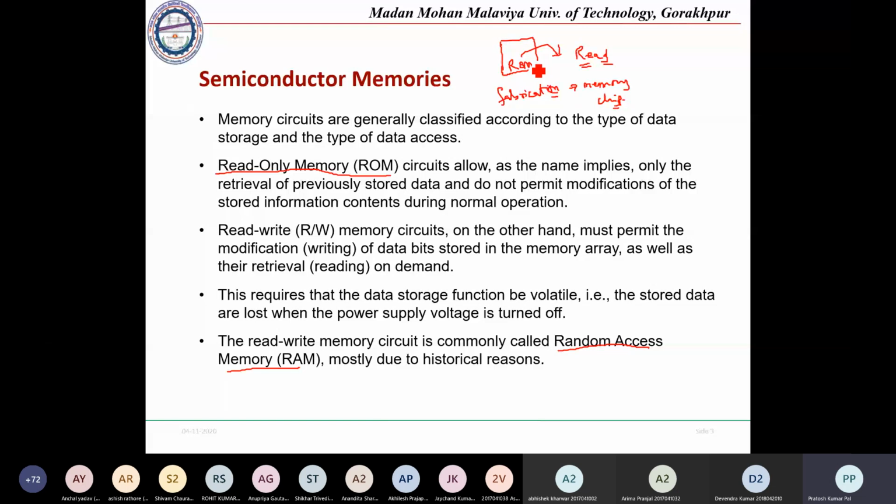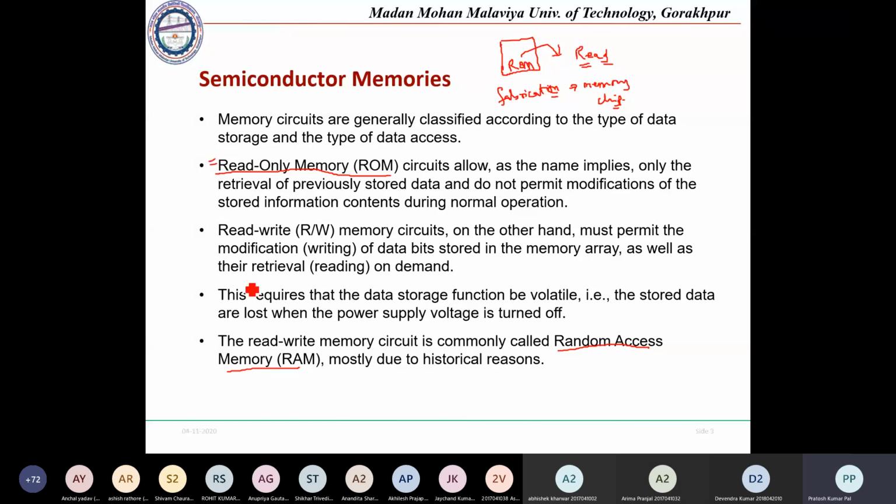But there are different types of ROMs. These different types of ROMs can have different functions, and they have different capabilities also. They can have the option of writing the data by the user, but the data can be written only once. Once we have written the data, it cannot be rewritten. So here read only memories are there.